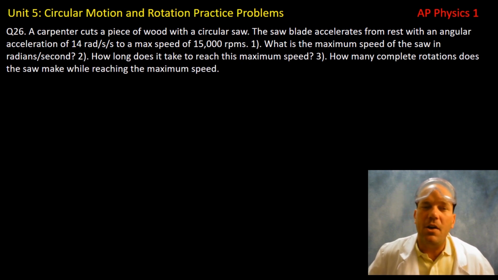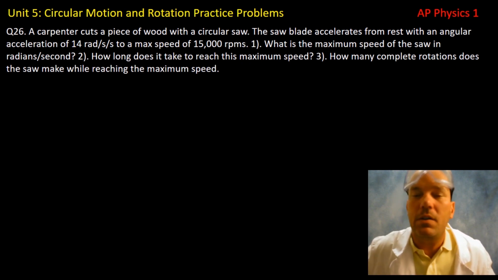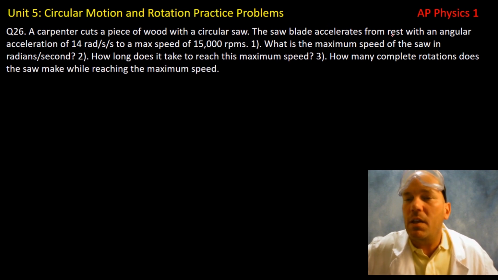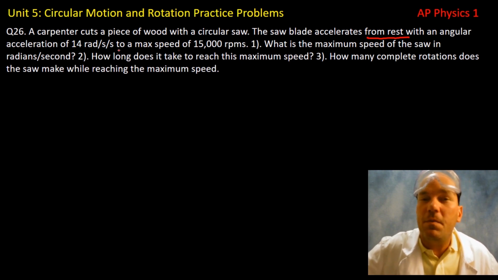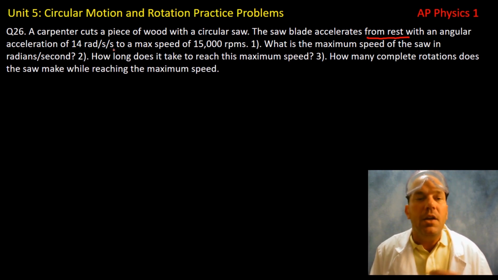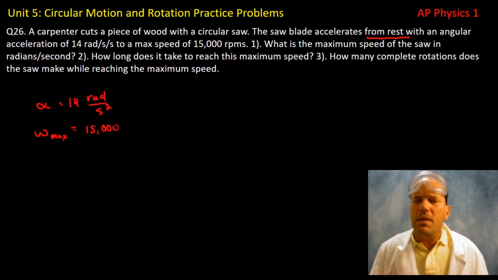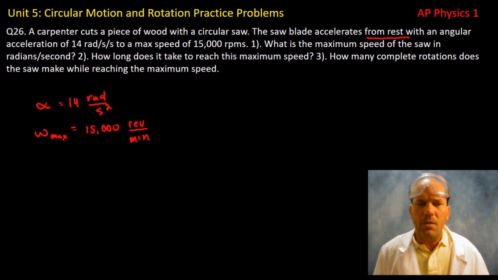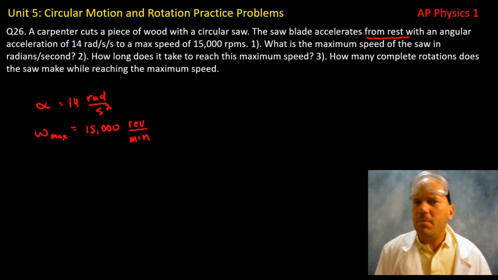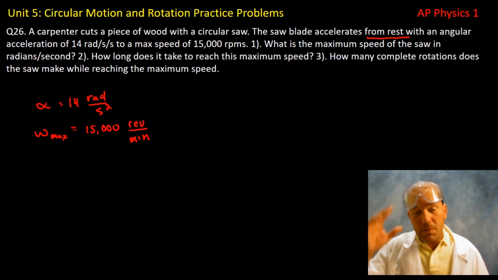Question 26. A carpenter cuts a piece of wood with a circular saw. The saw accelerates, let me underline from rest, with an angular acceleration of 14 radians per second squared to a max speed of 15,000 revolutions per minute. So let's look at what we know. We know our maximum angular velocity, and we're also given the angular acceleration here. Part 1, what is the maximum speed in radians per second?